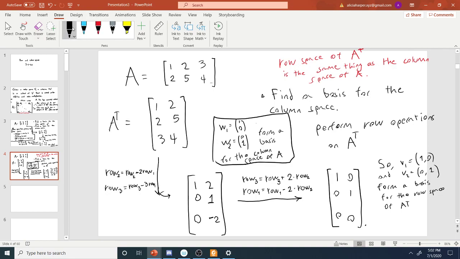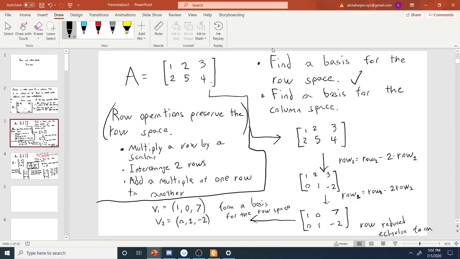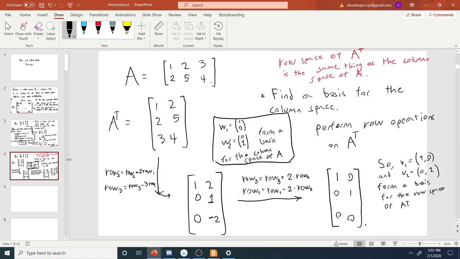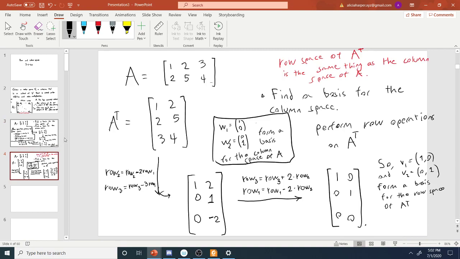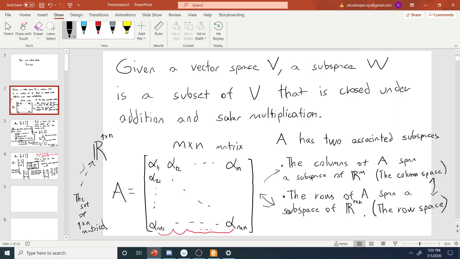So note that the technique we used in both cases, finding a basis for the row space and finding a basis for the column space, is the same. The only real difference is the matrix we applied it to. Here we applied row reduction to A to find a basis for the row space, whereas here we applied row reduction to A transpose to find a basis for the column space. This is how, in practice, given a matrix like A, you can go about finding a basis for these two associated subspaces.